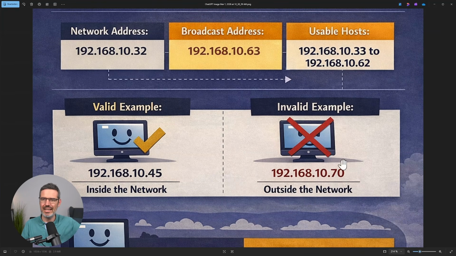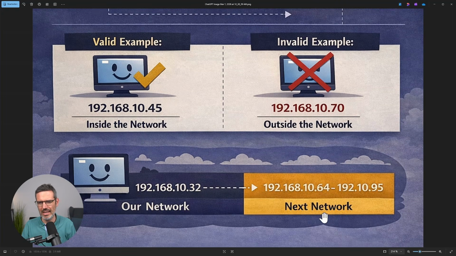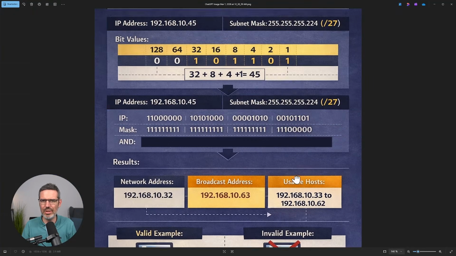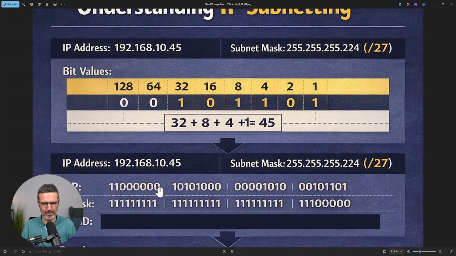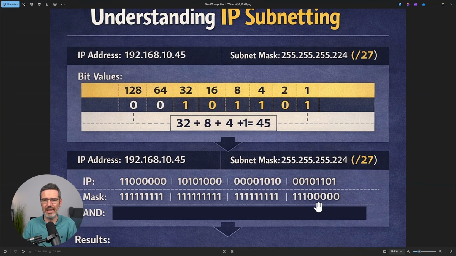70 is already in the next network, so that is outside of it. The next network would be 64 to 95. So remember, you have your blocks of 8 bits. Each bit has its value, and then you can create your IP address out of this. Depending on your subnet mask, that defines the blocks of where the network and where the hosts are. And then you can use that.